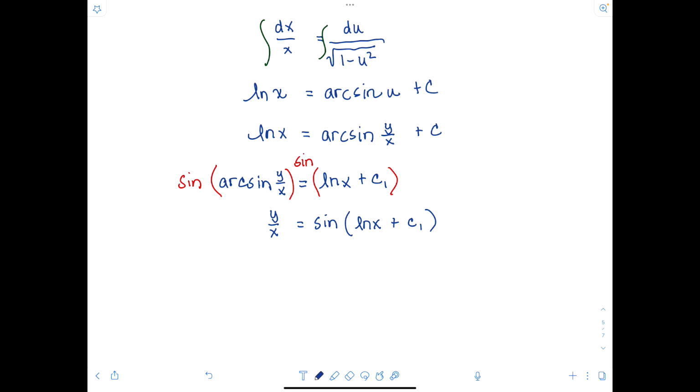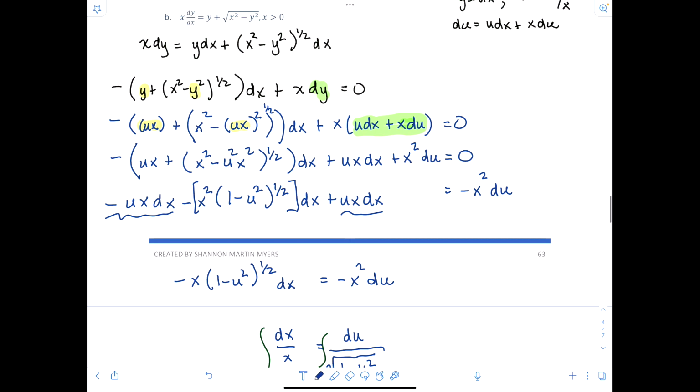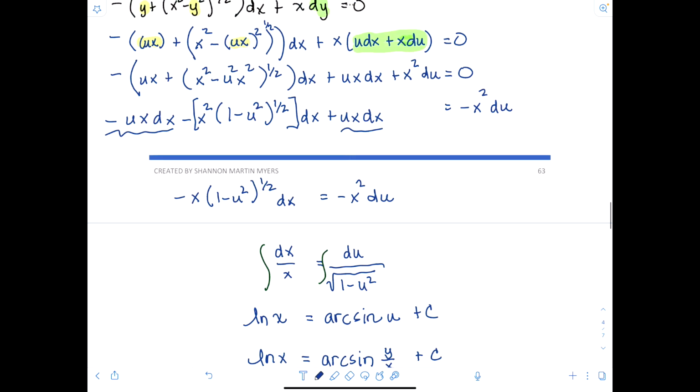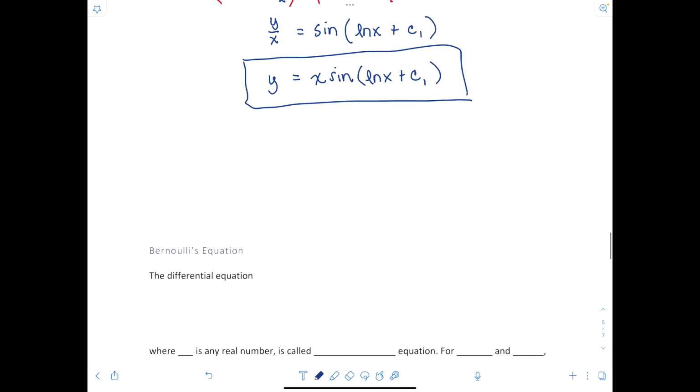I mean, you could isolate y, so let's do that. That's not a hard one. x times sine at natural log at x plus c1, and we're all done. Awesome, awesome. Did I circle the answer last time? Yep. All right, perfect.